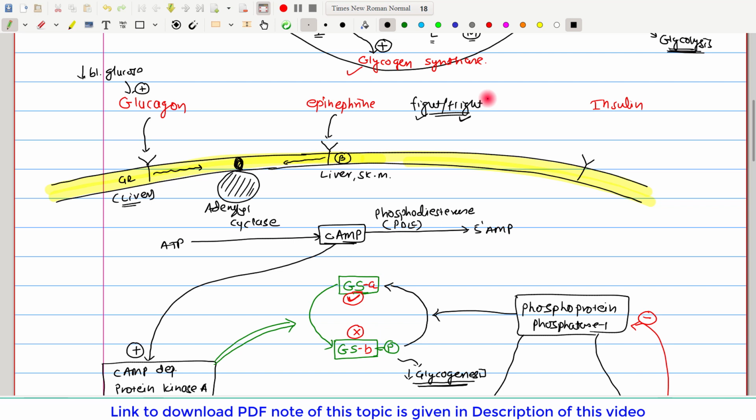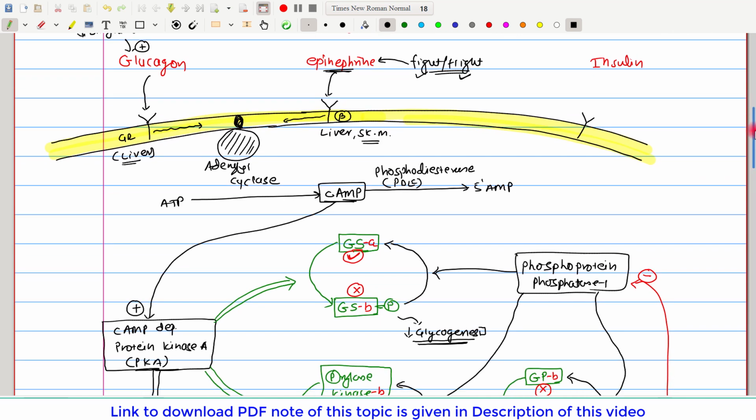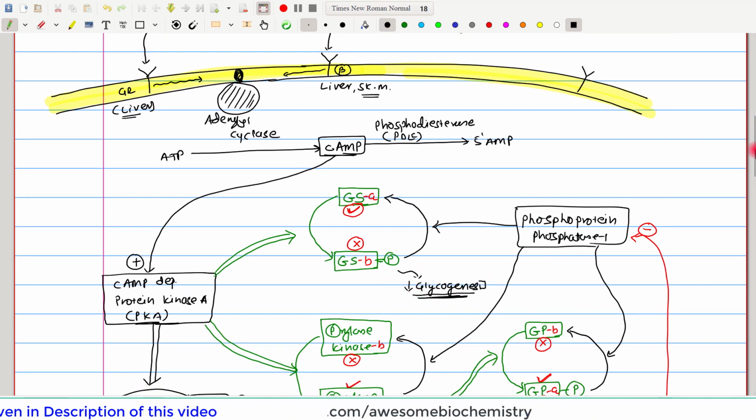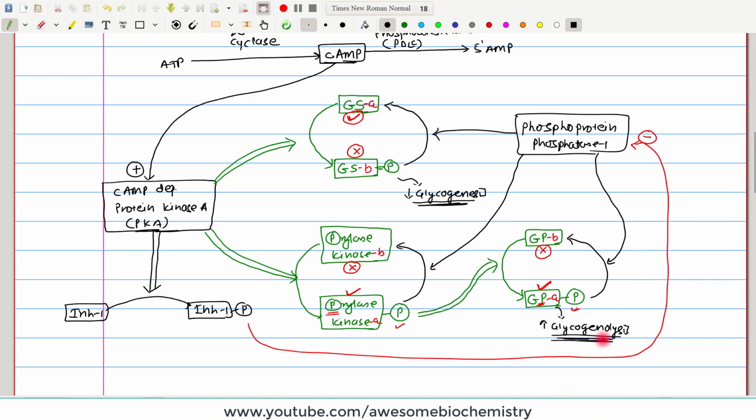So under a panic situation, in any condition, muscle contraction will be required. During this condition, epinephrine will be released from the adrenal gland. This epinephrine comes to the skeletal muscle and binds with its beta receptor. That will lead to a sequence of events, and it will ultimately lead to decreased glycogenesis and increased glycogenolysis.